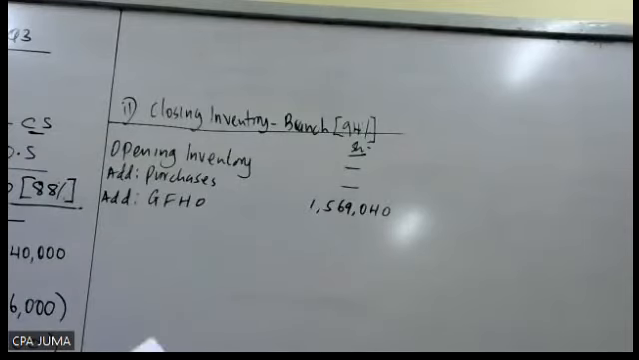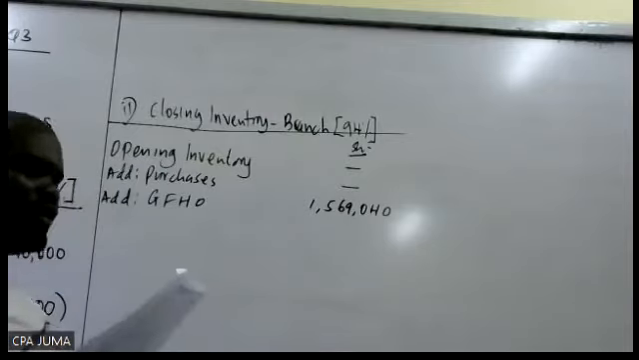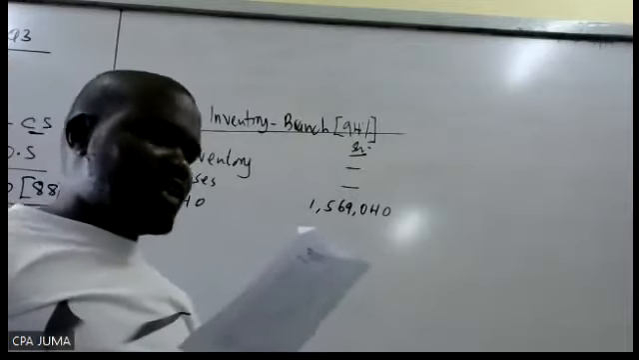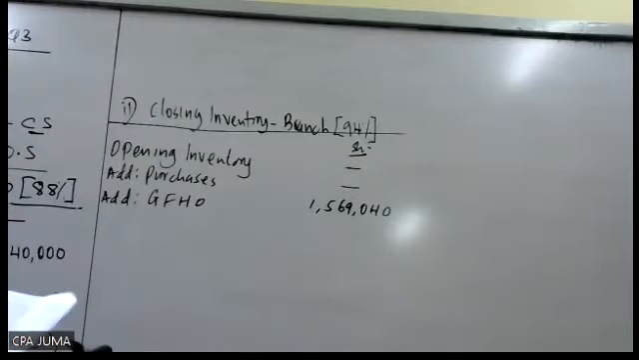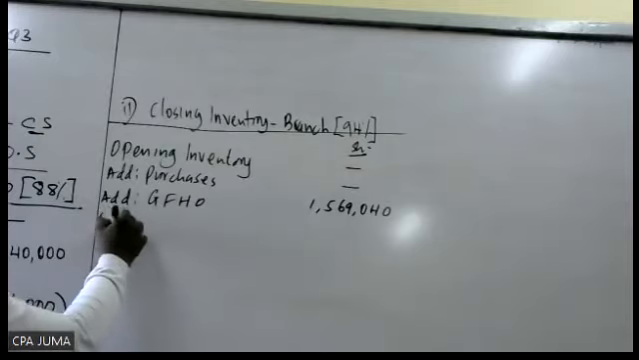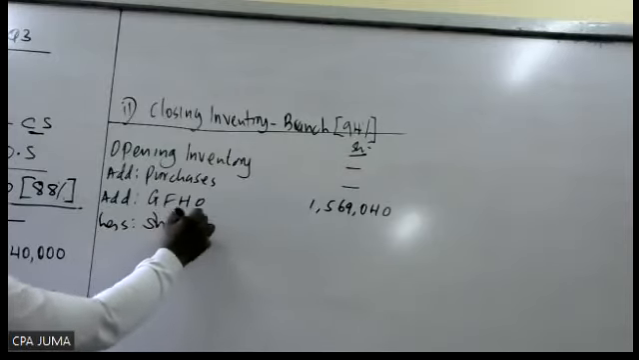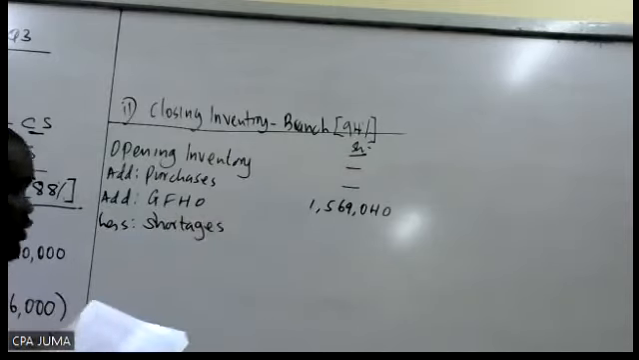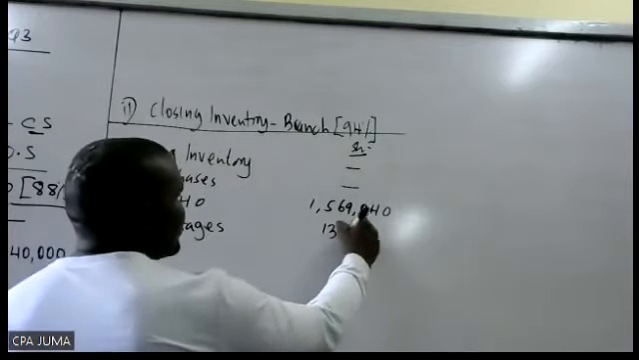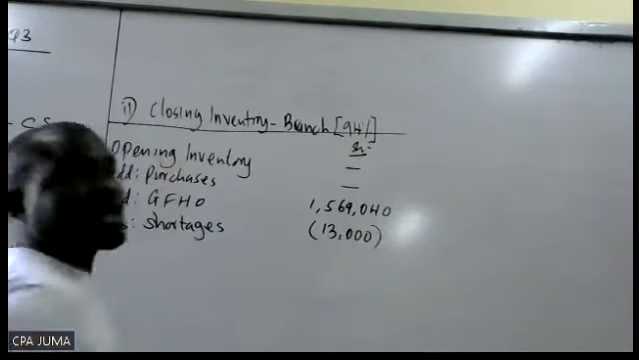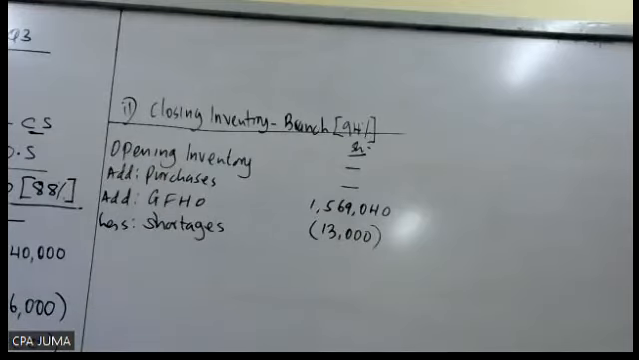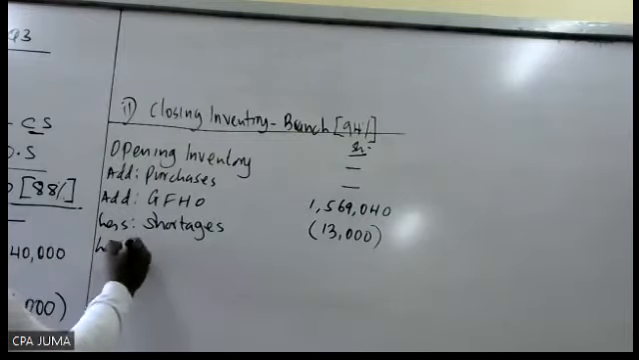Then check note number 3, bullet 3: the Mombasa branch stock check revealed a stock shortage of 13, being the invoice price by the head office to the branch. So less shortages. Those shortages are also not in the branch. 13. You subtract. Then less cost of sales. Cost of sales the same.